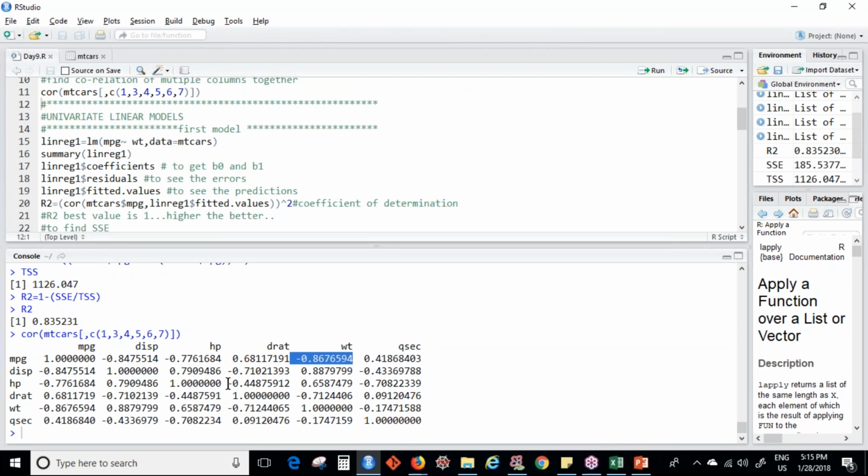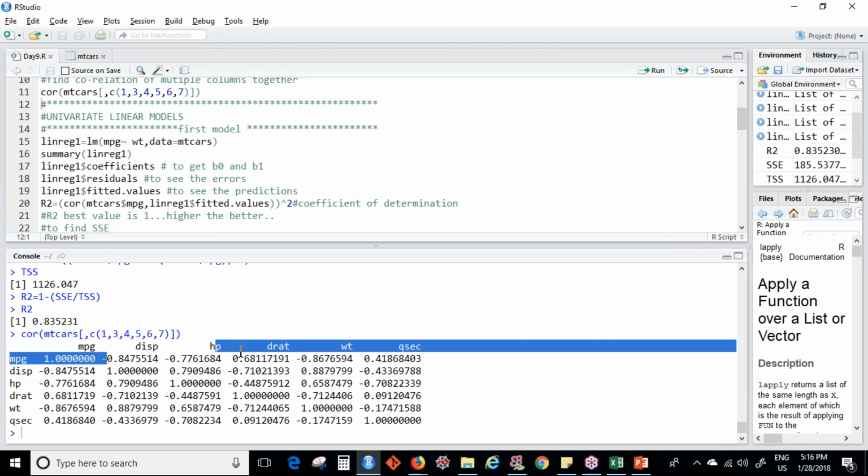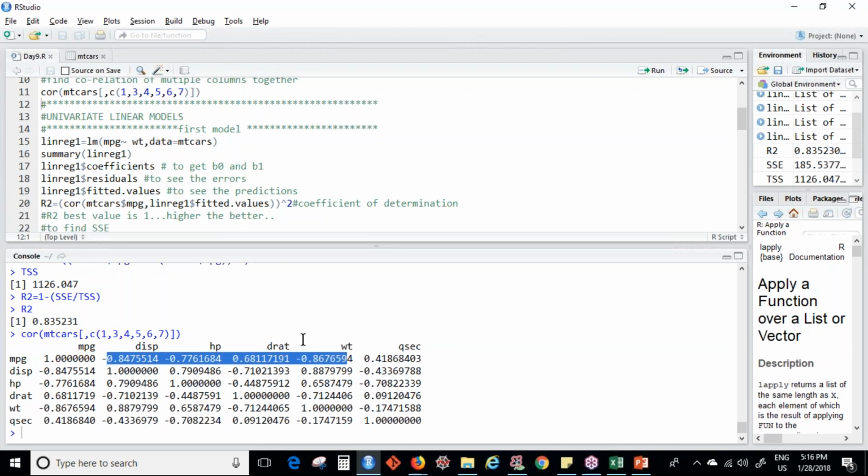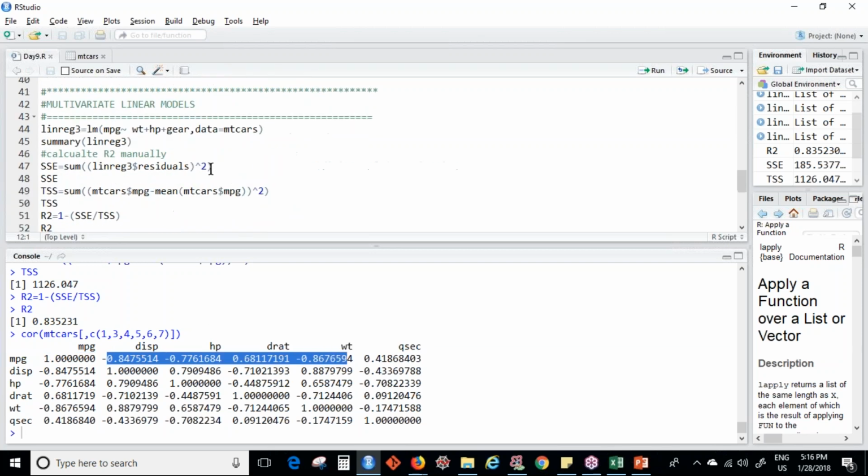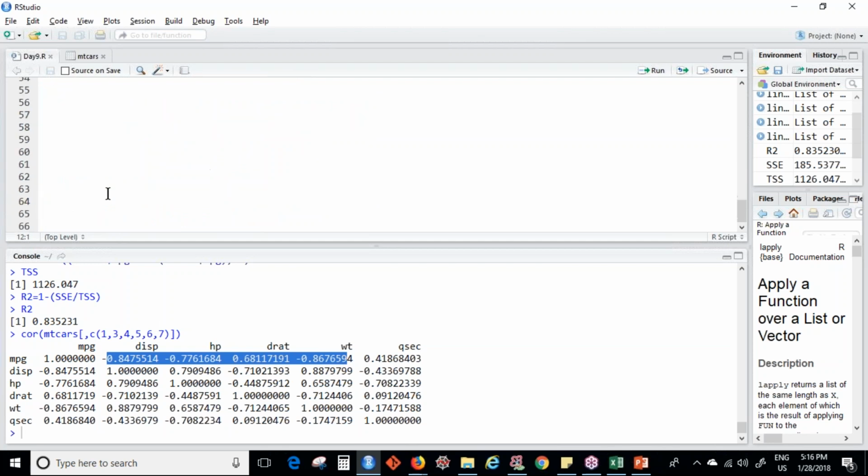Okay, so what we usually do is we identify which is the best variable from the correlation matrix. So this is our correlation matrix. We will identify the most important variables. So we have weight here, we have horsepower, displacement, and drat. So we should ideally include these in our model. Okay, so let's do another model where we'll take these 4 variables.